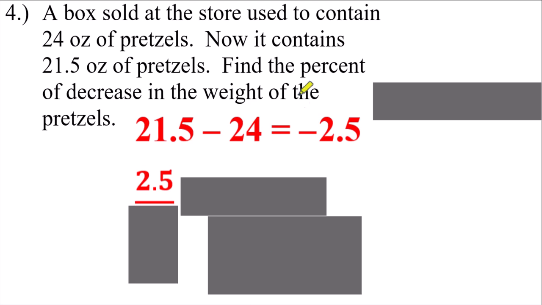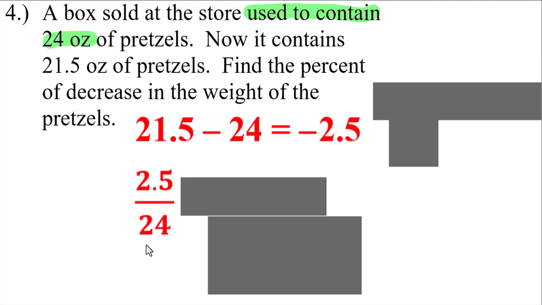Do you see that it said that the box used to contain 24 ounces, but now in the present tense, it's 21.5 ounces. So that's the newer amount, what it is today. What it used to be is the older original amount. So you must divide by that original amount. By the way, when it says find the percent of decrease, then the higher number should be the original amount, because then it goes down to a lower number, which is the newer number. So that's another clue here.